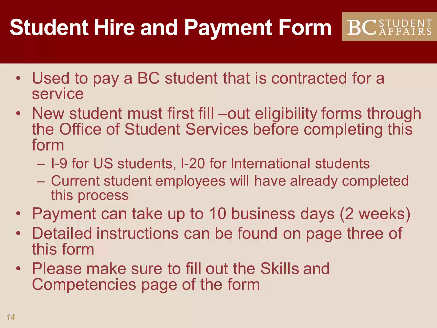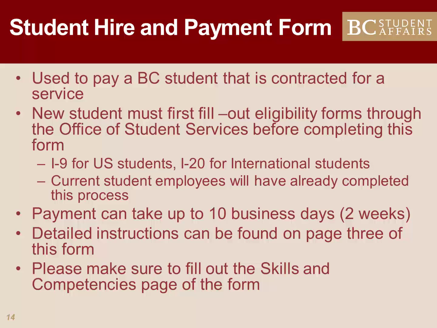The student hire and payment request should be used to pay a BC student that is contracted to perform a one-time service for your department. Examples of this are the use of DJs or photographers. In order to be paid, the student service provider must have completed employment eligibility forms through the Office of Student Services. Please direct student service providers to the Student Services website or instruct them to visit the office in person located in Lyons Hall.